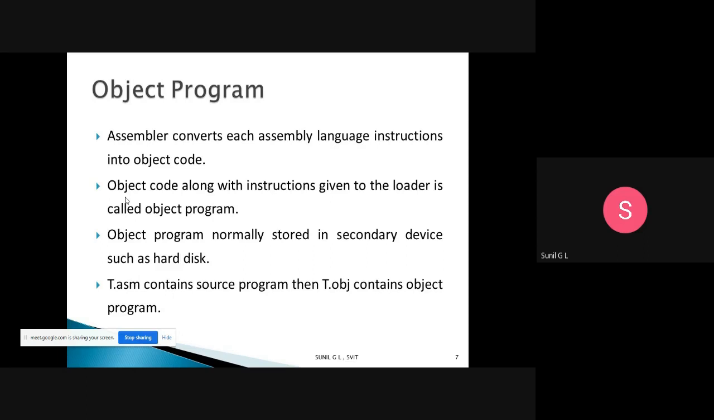T.obj contains the object program. Here t.asm is the assembly level language program, and the corresponding t.obj will be the object program. Similarly, x.asm is the assembly level program and x.obj is the object program. So two things: t.asm is assembly level language and t.obj is the object program, which is nothing but the object code along with instructions to the loader.